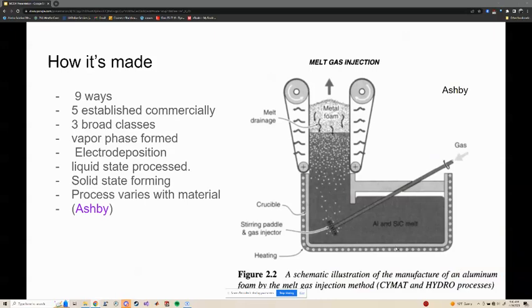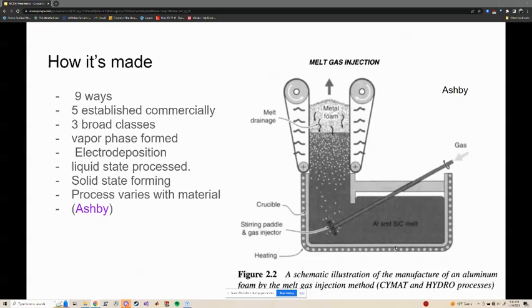Okay, so how is metal foam made? Ashby lists 9 ways of metallic foam production, 5 of which being established commercially. Of these, there are 3 broad classes of manufacture techniques. These include vapor phase formation. Often this is some form of a vapor deposition, often depositing onto a foam substrate that is then later burned or melted out to leave behind the metallic foam structure.